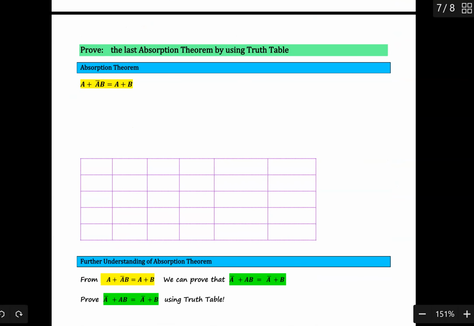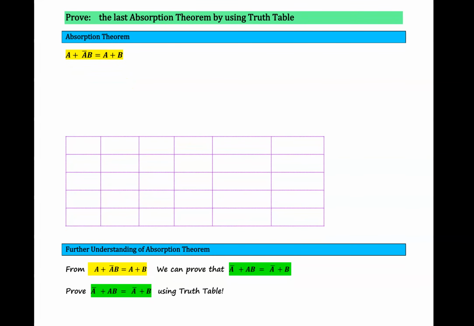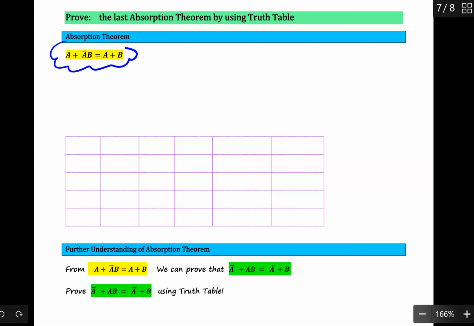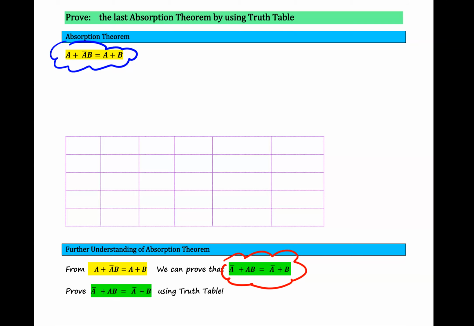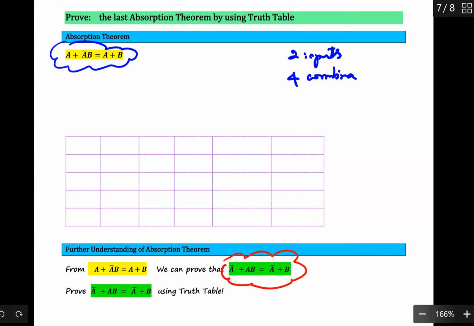So I would like to prove the absorption theorems using a truth table. And from this absorption theorem, we will also prove this absorption theorem right here. Again, I will have just 2 inputs, right? 2 inputs. So I should have 4 combinations of 0 and 1.